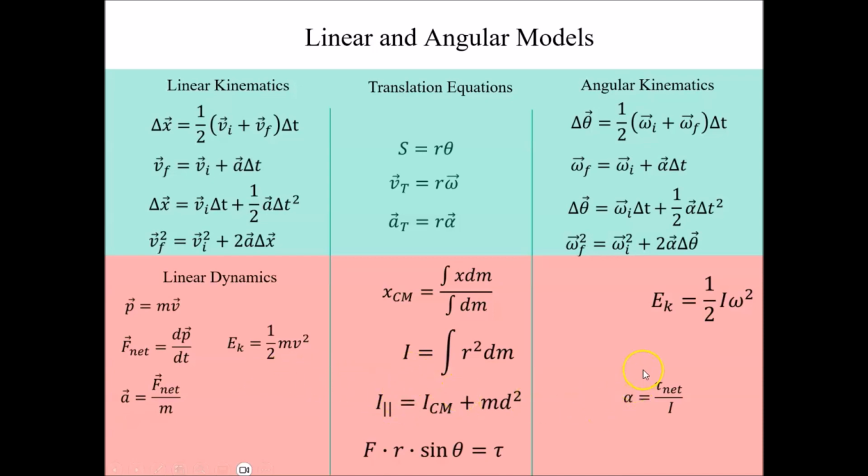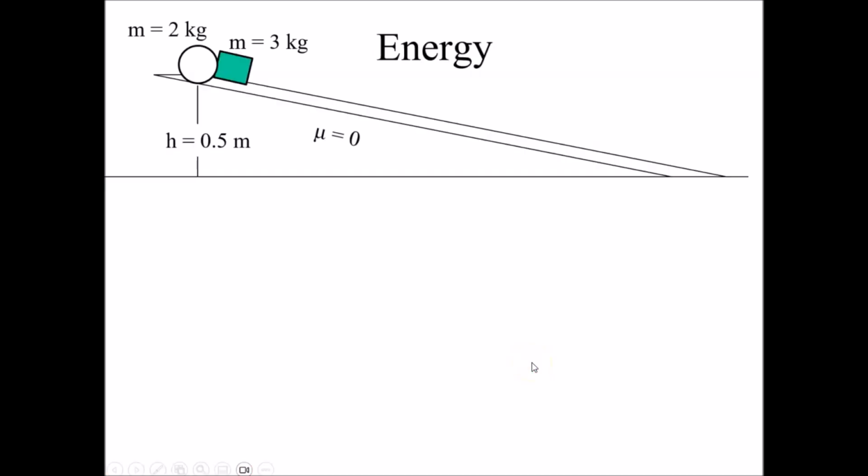So we get our next equation for kinetic energy, and notice the kinetic energy for rotational looks very similar to the kinetic energy for linear situations. So linear is 1/2 mv squared. Rotational is 1/2 I omega squared. So I is the rotational equivalent of mass, and omega is the rotational equivalent of velocity.